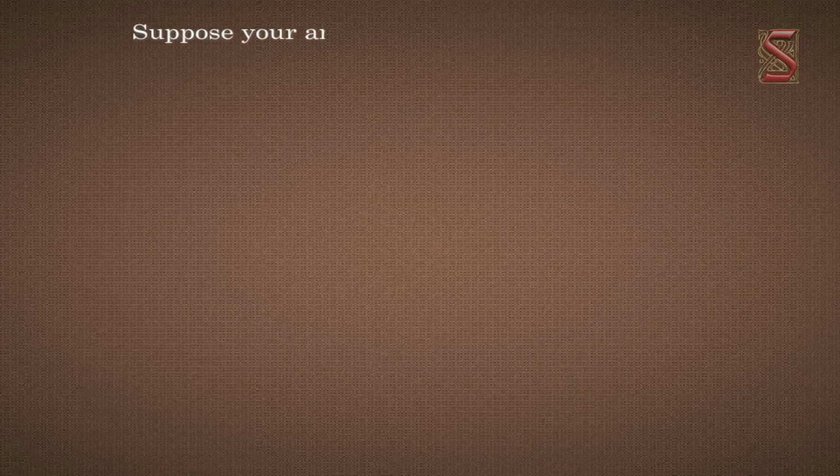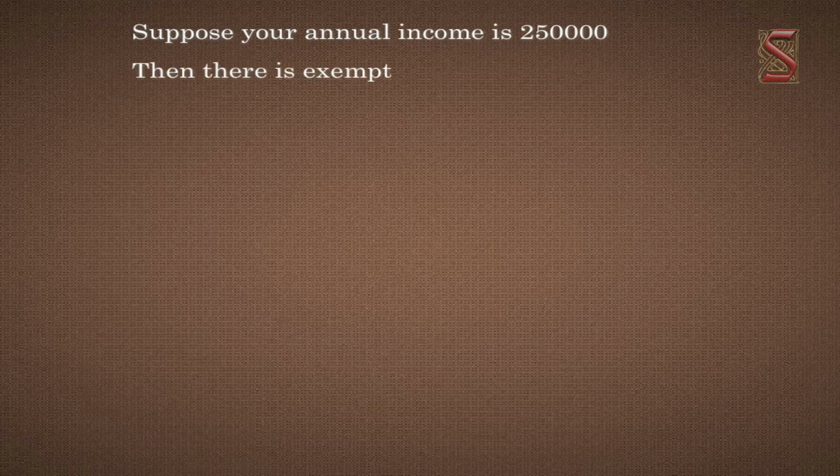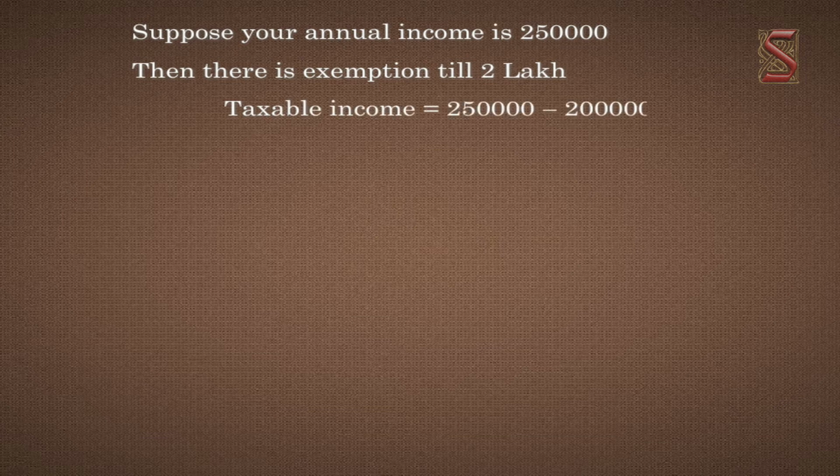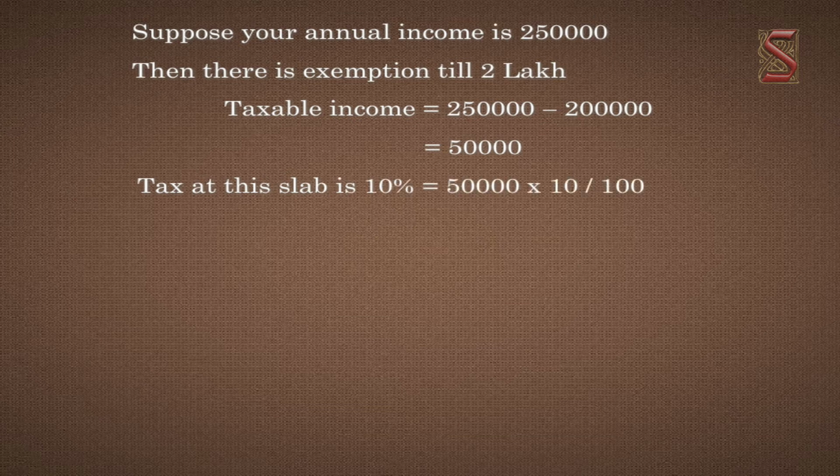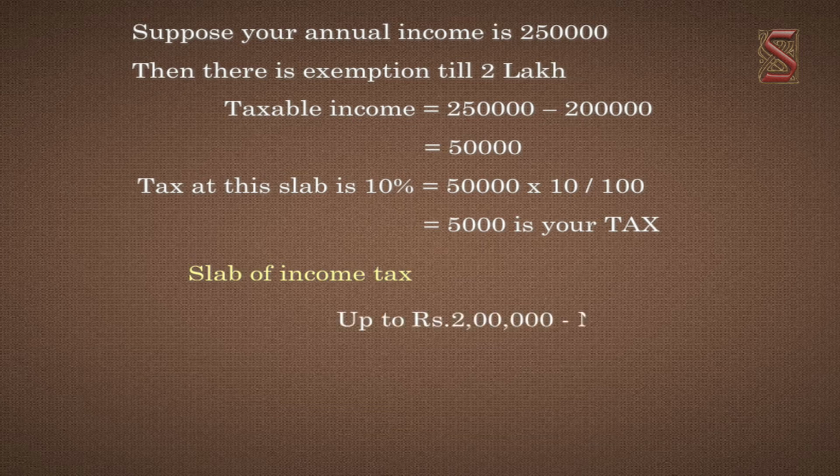Suppose your annual income is 2,50,000. Then there is exemption till 2 lakhs. So, taxable income is equal to 2,50,000 minus 2 lakh is equal to 50,000. Tax at this slab is 10%, which is 50,000 multiplied by 10 upon 100, equal to 5,000. That is your tax.